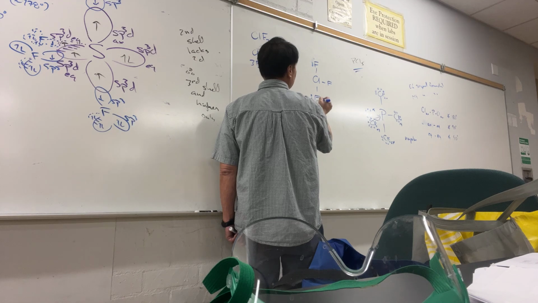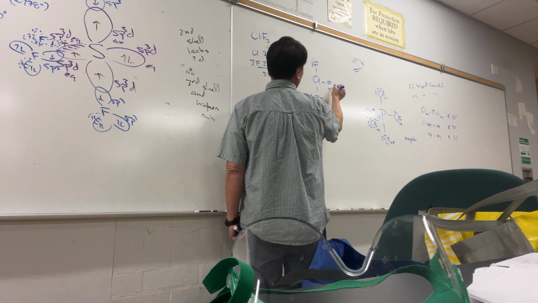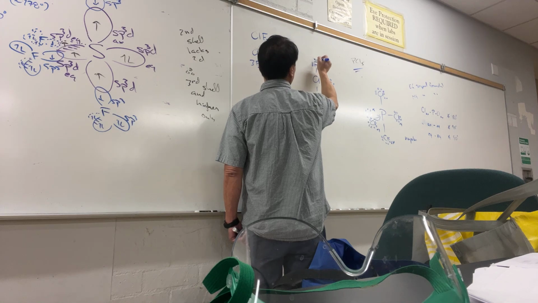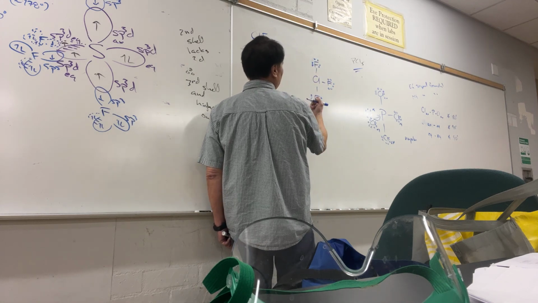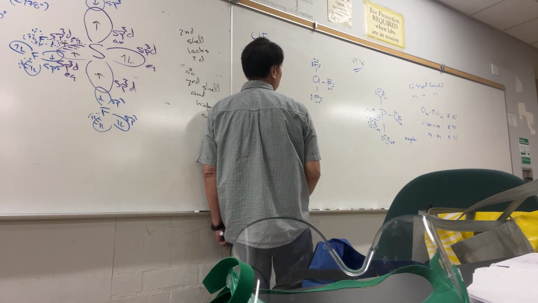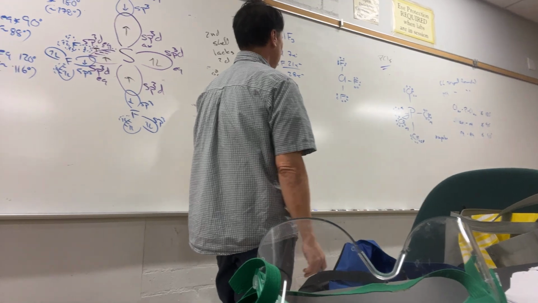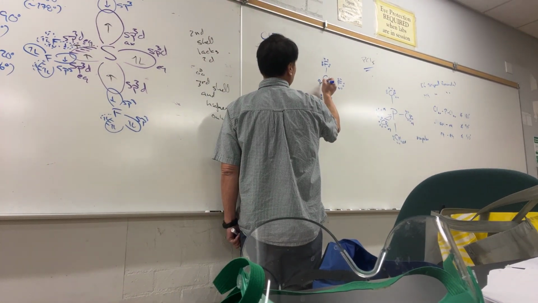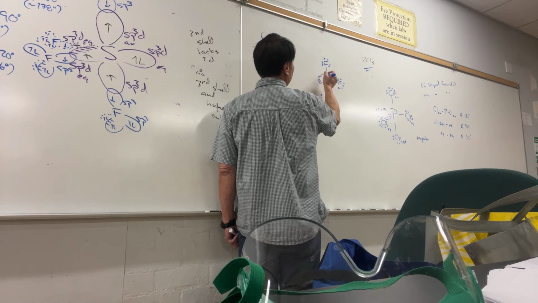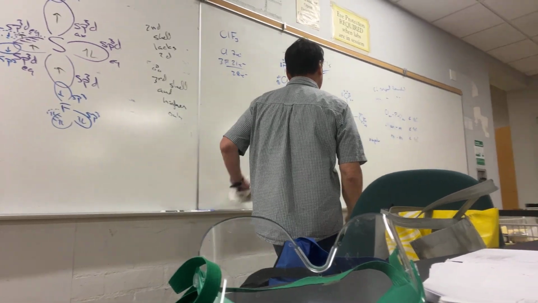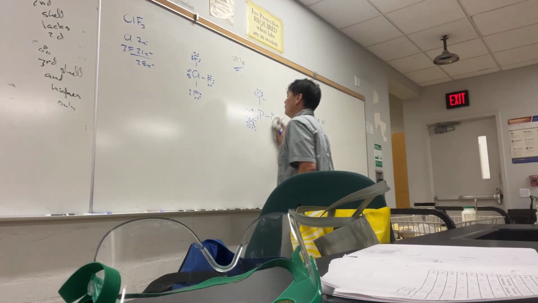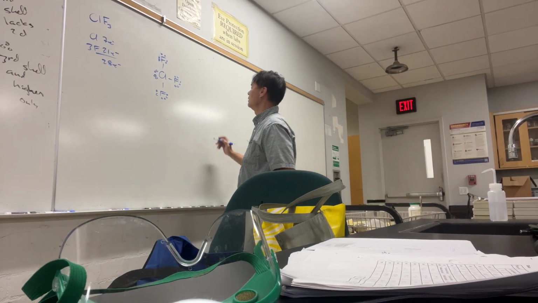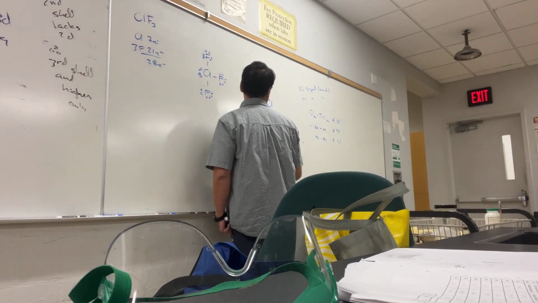And then complete the octets to the fluorine. And that takes care of 3 times 8 is 24 electrons. And so we have more electrons left over, 26, 28. So that gives us 2 lone pairs. Now we have 5 groups. If we have 5 groups, it's going to be trigonal bipyramidal. And so I'll stick the chlorine in the center.